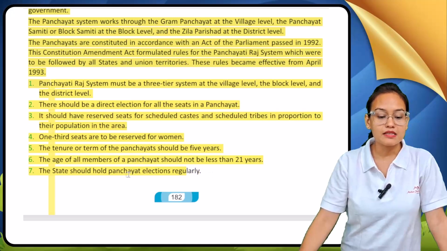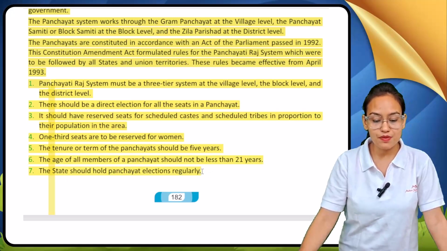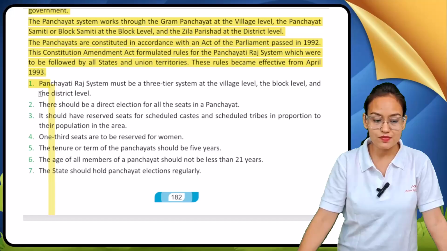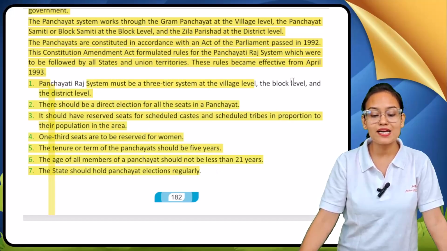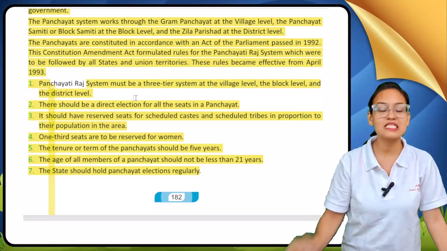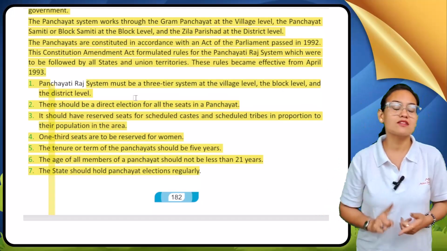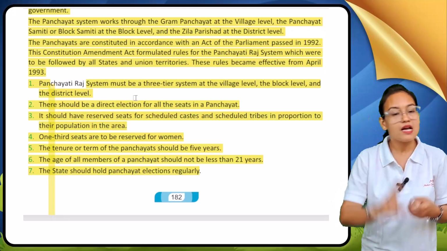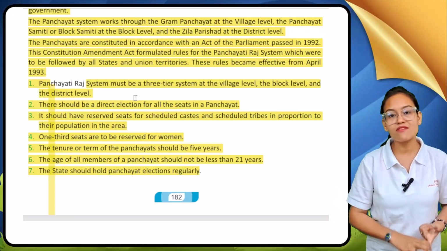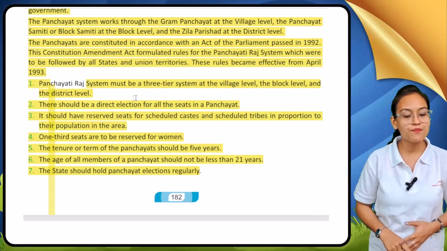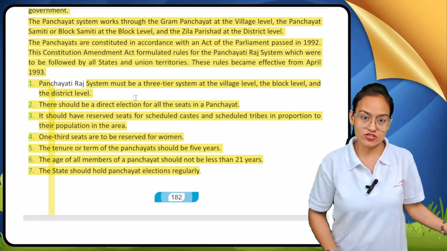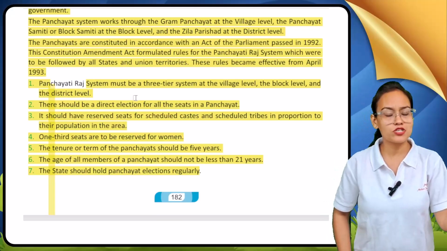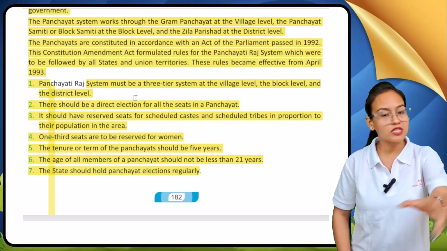The Panchayati Raj system must work in a three-tier system. It is mandatory that the panchayat raj system works on three levels: the village level, block level, and district level. There should be a direct election; no indirect mode of election is used. There will be a direct election for the seats of the panchayat.